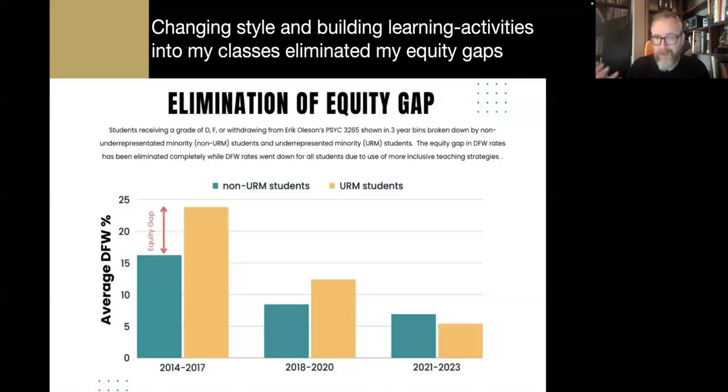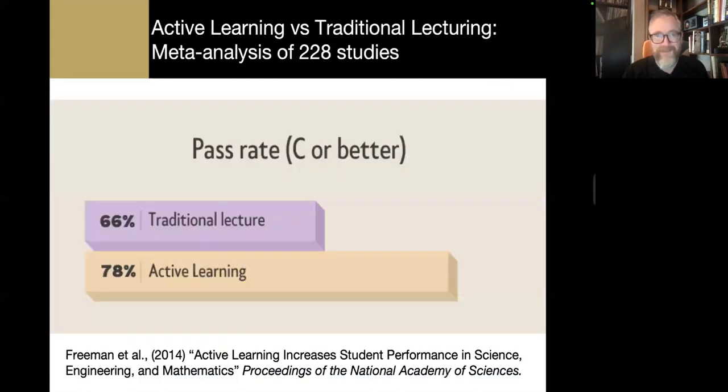Not only am I eliminating equity gaps, I'm improving overall the amount of students that make it through my course without dropping, failing, or withdrawing. And this isn't just me. Here you can see the results of a meta-analysis of 228 studies. The researchers found that the classes that embraced comparable active learning and inclusive approaches significantly increased pass rates when compared to traditional lecture-based courses.